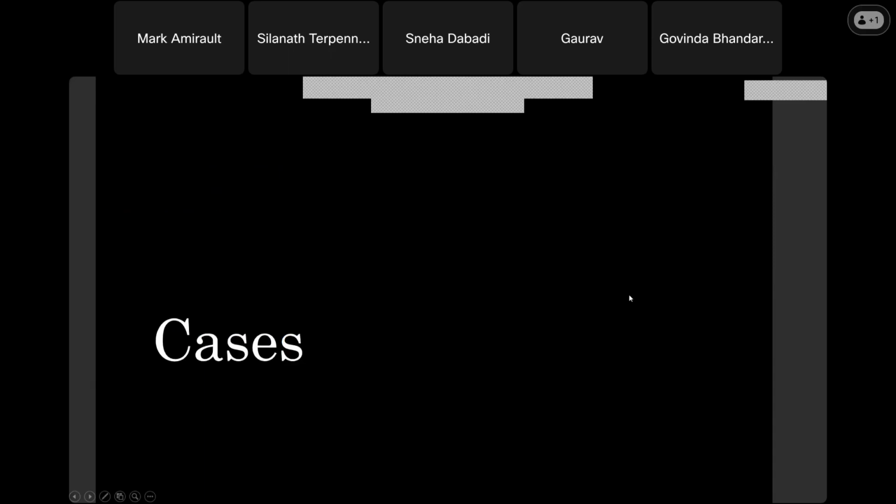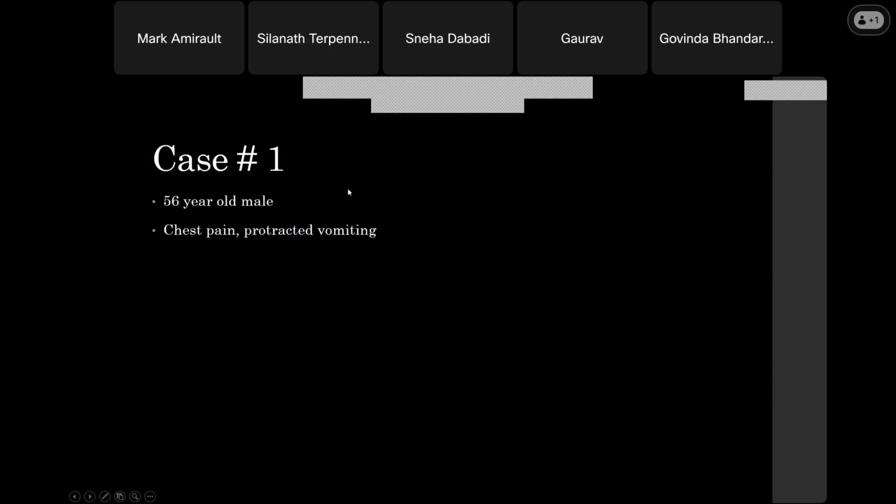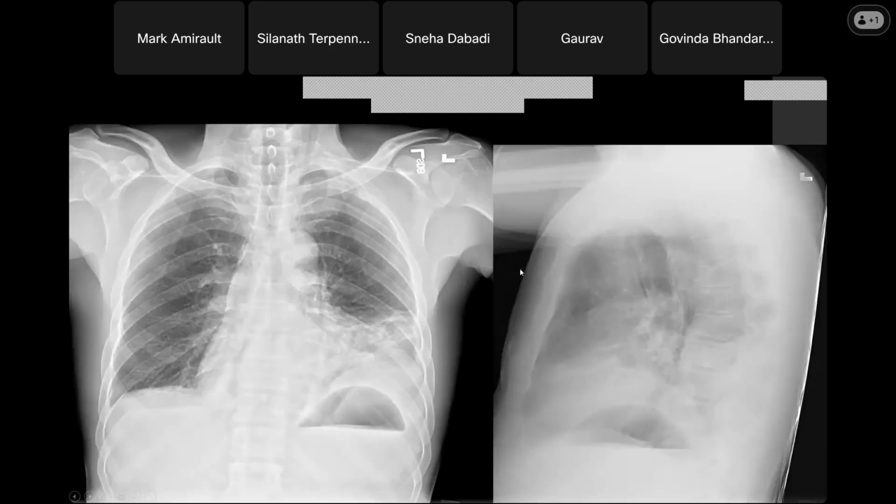All right. Then we'll do some cases here. And so again, this is an emergency room setting. So this case number 1 is a 55-year-old male with chest pain after protracted vomiting. And so we have our PA and lateral chest radiographs.